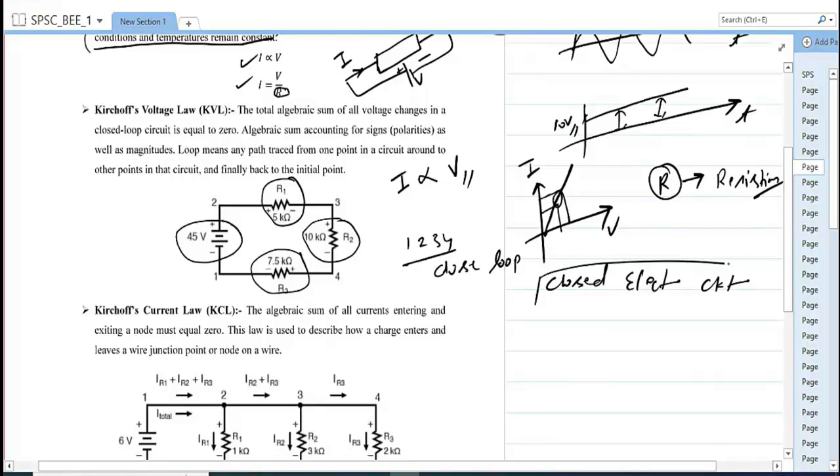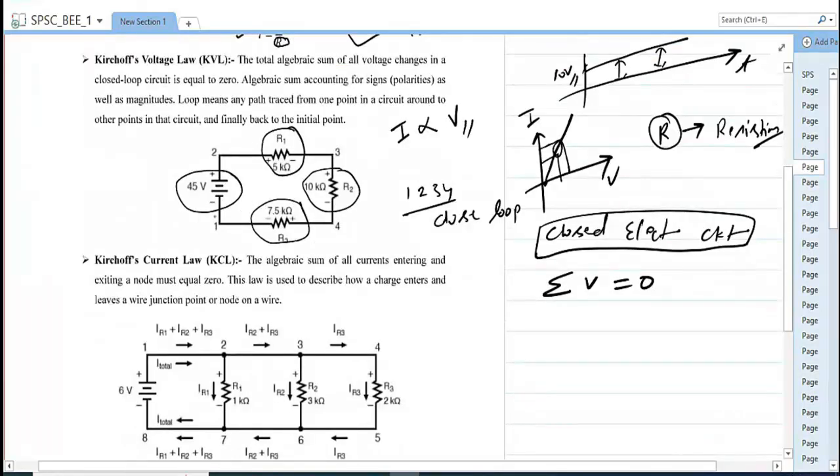Now what is KVL? KVL is saying inside a closed loop, the algebraic sum of all the voltages is equal to 0. Now see here, this is a 45 volt battery, no problem. This is a 5 kilo ohm resistance, 10 kilo ohm resistance, and 7.5 kilo ohm resistance.